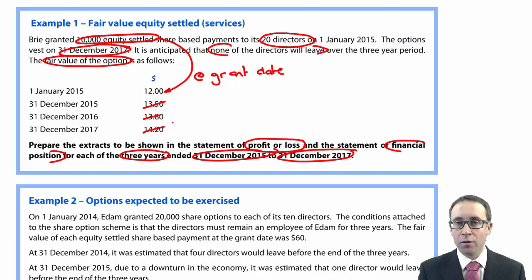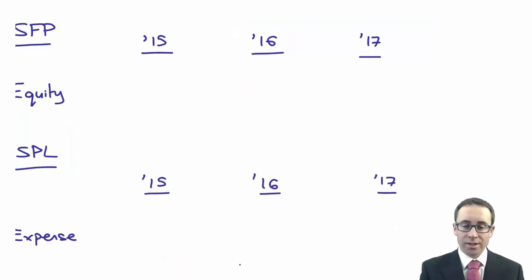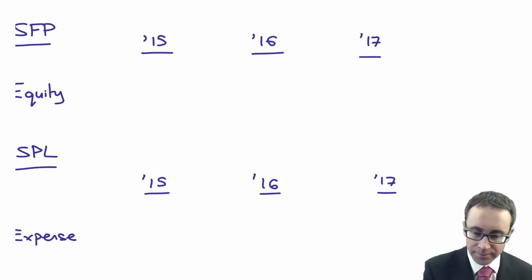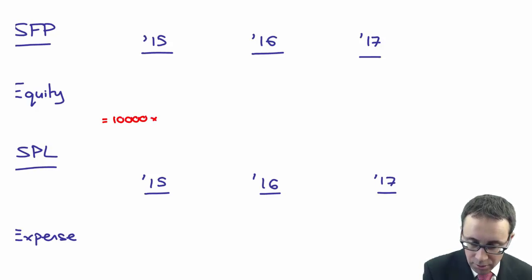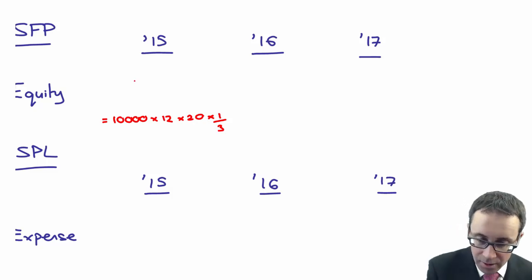Okay. So I apply that over the 3 years to the 10,000 options, and is it the 20 directors? So what we've got there, in the first year, to work out the figure on the statement of financial position, we've got 10,000 options, fair value of 12, 20 directors, and we are at the end of the first year of a 3-year vesting period, aren't we? So 10,000 times 12 times 20 divided by 3, that goes through there and gives me an equity figure of $800,000.